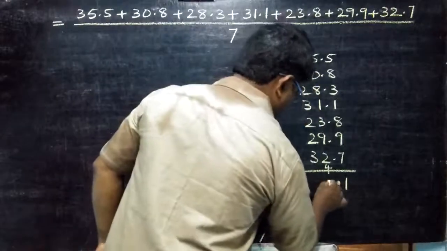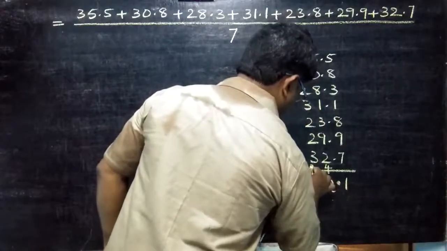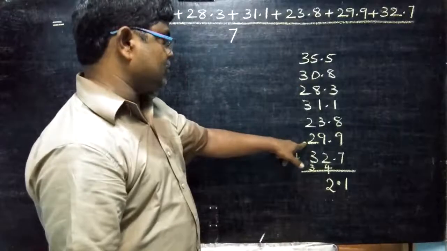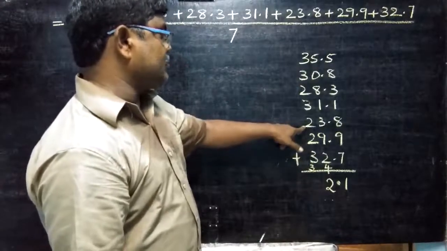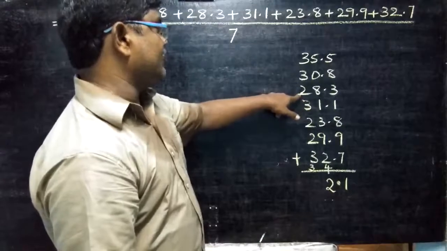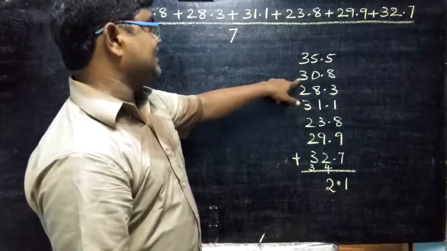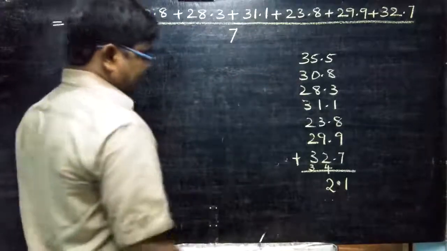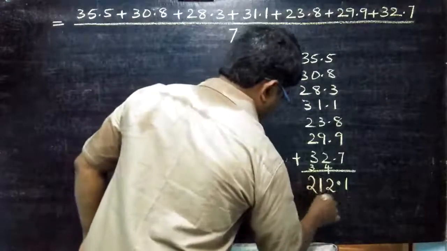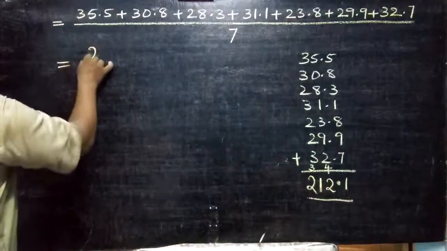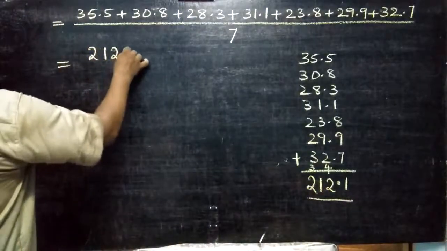Decimal and the decimal, here 2. Here 3. 3 plus 3, 6. 6 plus 2, 8. 8 plus 2, 10. 10 plus 3, 13. 13 plus 2, 15. 15 plus 3, 18. 18 plus 3, 21. So, how much you got? 212.1.